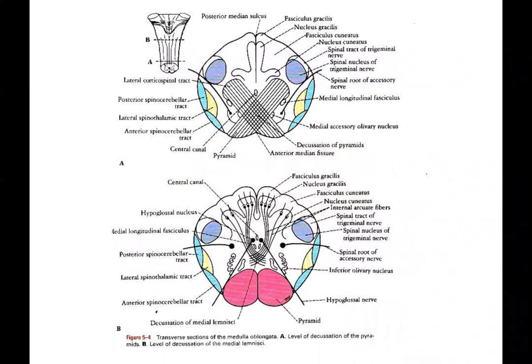Now, this is a cross section. You can see this is medulla. Now, this is the open medulla above, and this is the closed medulla here. You can see this B section is at the upper part of the closed medulla. A is at the lower part of the closed medulla. So this is A. So you see the motor decussation, motor crossing. Decussation means crossing. So motor decussation is here.